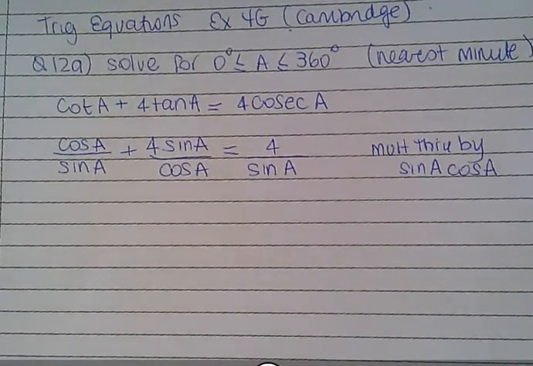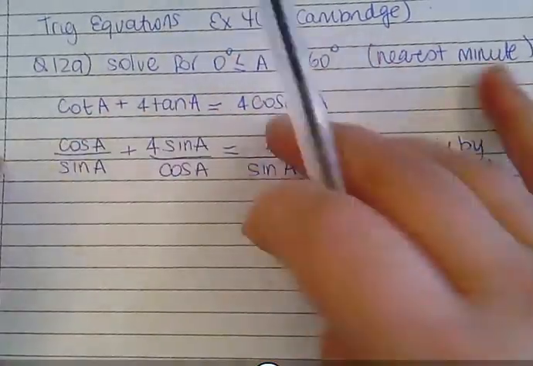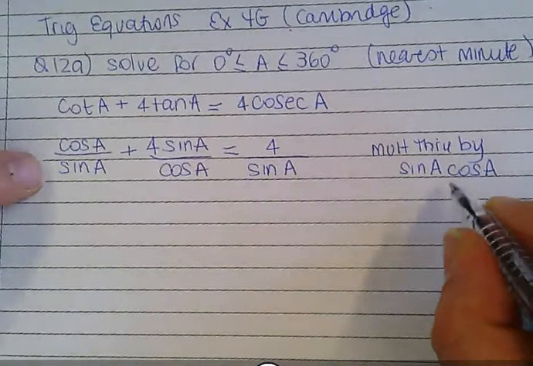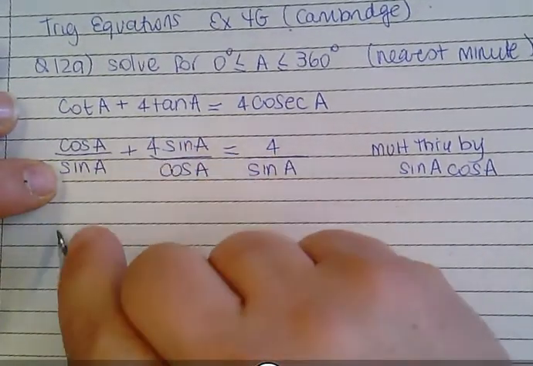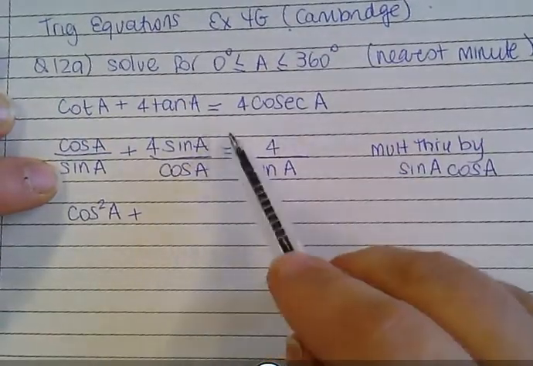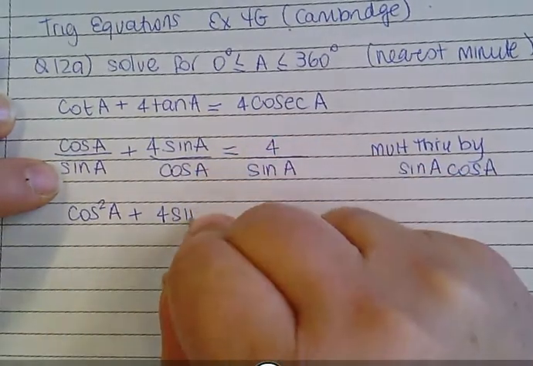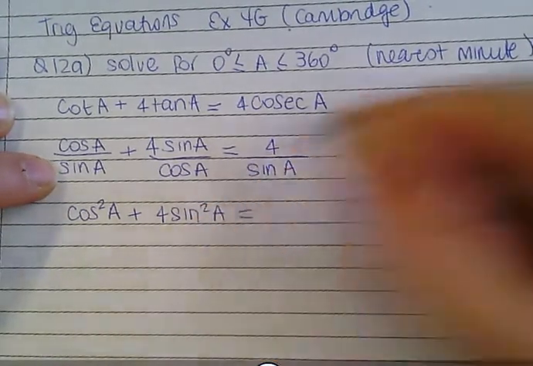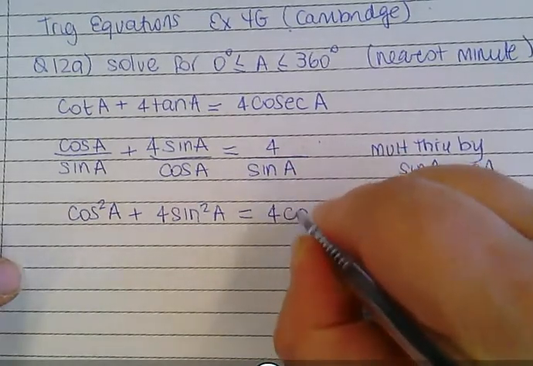Now, only if you've got an equation do you multiply through. Or if you've got a numerator and a denominator, you can multiply numerator and denominator by the same thing. So I'm going to multiply each term, because it's like I'm multiplying the left-hand side and the right-hand side by the same thing. So if I multiply by sine A cos A, what do I get for the first one? I get cos squared A. And if I multiply the second one by sine A cos A, I get 4 sine squared A. And if I multiply the last one by sine A cos A, I get 4 cos A.